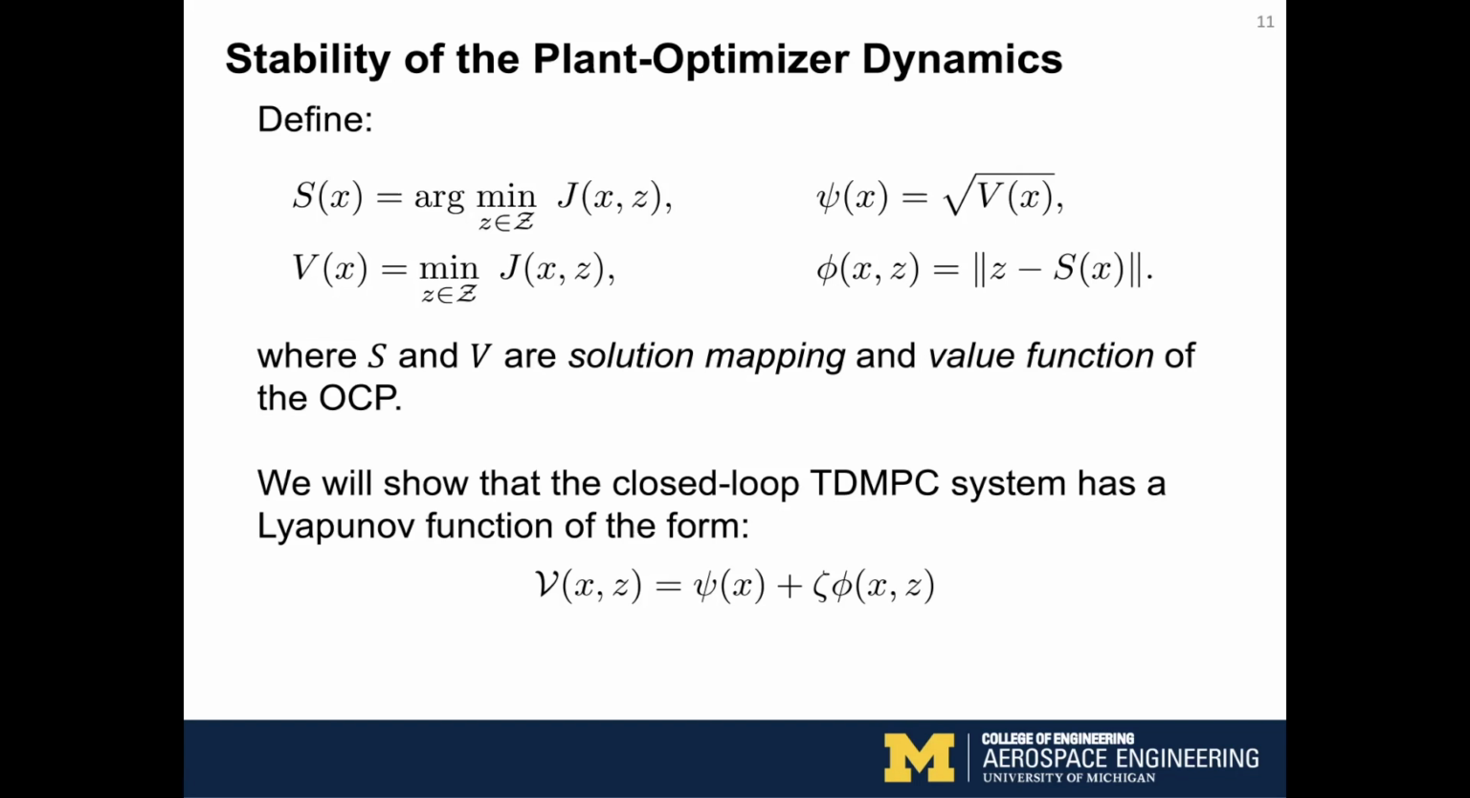So to begin the stability analysis of the plant optimizer dynamics, we're going to define a few quantities. First are S and V, which are the solution mapping and the value function of the optimal control problem. And next are these functions phi and psi, which we will eventually show constitute components of a Lyapunov function of our closed loop system in the expanded plant optimizer space.